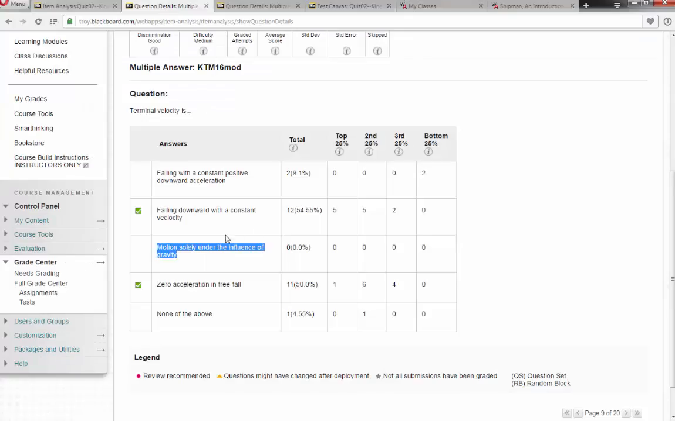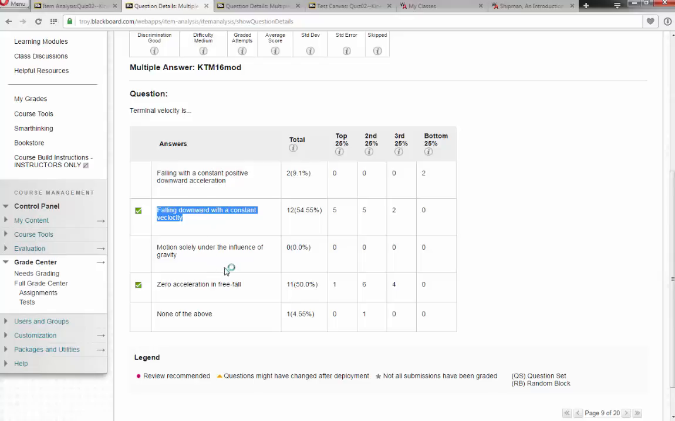Nevertheless, I noticed that nobody put that incorrect answer. So good job, guys, on spotting the incorrect one there. Most people spotted this as incorrect. Most people spotted this incorrect. The big problem was that most people did not spot that this one is correct.